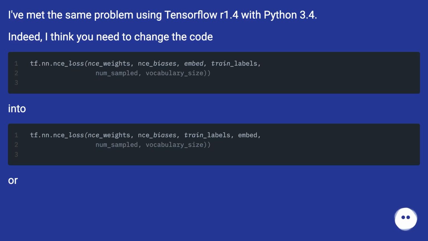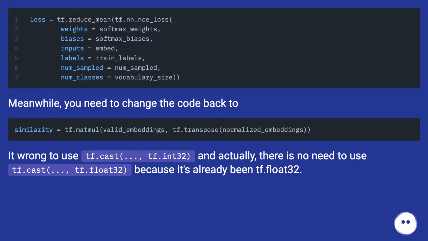Into, or, meanwhile, you need to change the code back to. It's wrong to use tf.cast to tf.int32, and actually, there is no need to use tf.cast to tf.float32 because it's already been tf.float32.